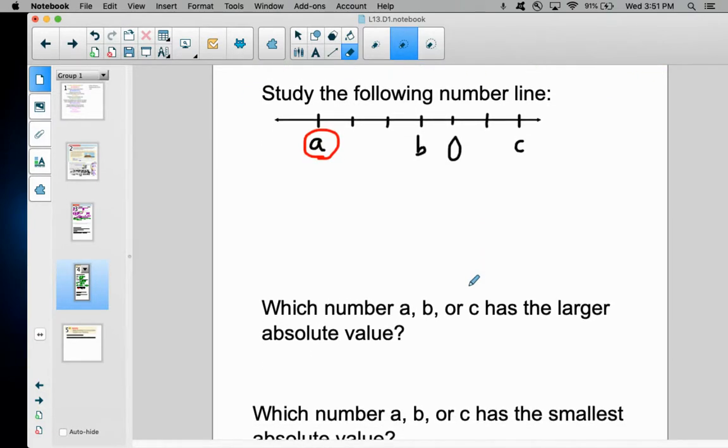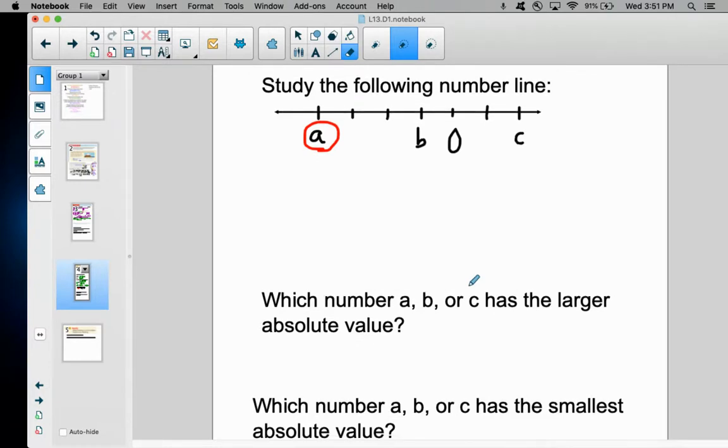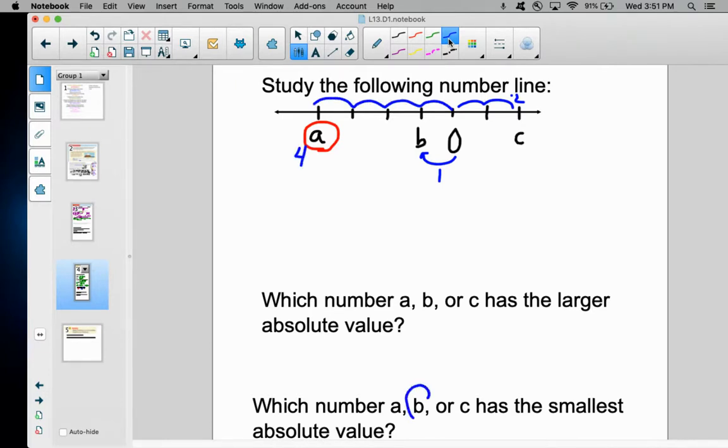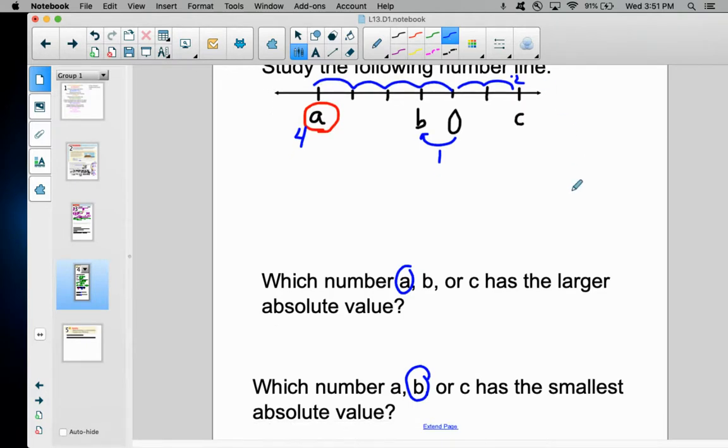Now let's think about which number, A, B, or C, has the smallest absolute value. So the smallest absolute value means we're going to find the one that's the closest to 0. So this is only 1 unit away compared to our 2 units for C and our 4 units for A. So therefore, B is the smallest absolute value. A was the biggest absolute value. So that is it in a nutshell, what we learned in class.